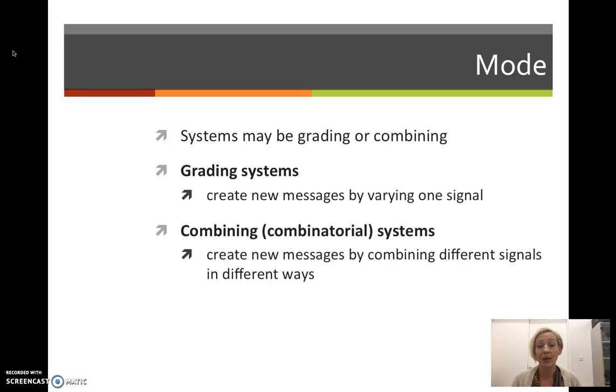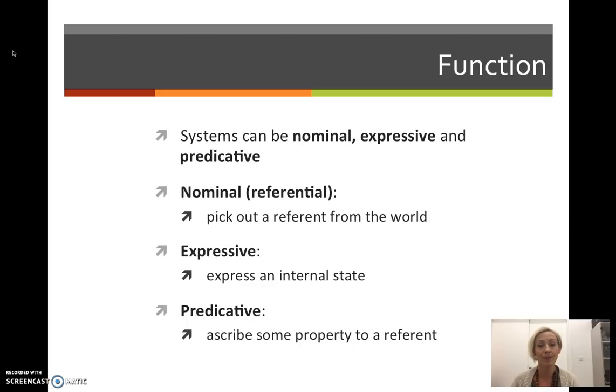Other systems can be combining or combinatorial. This means that they create new messages by putting different signals together. So you could have clapping and flicking your fingers, and you could create different messages by combining the two together. So if you think about the communication systems that you learned about, you can see how that would work.